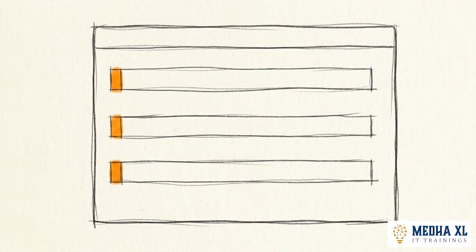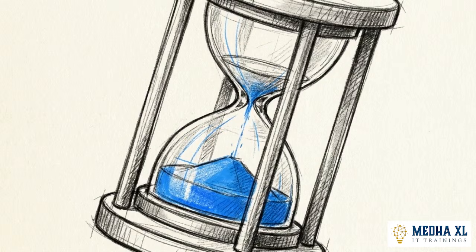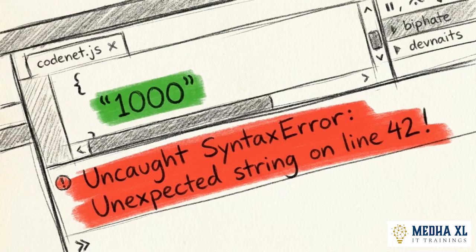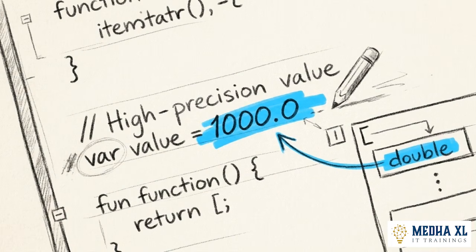Next, we need to gather the actual numbers for our calculation: the principal amount, the duration and time, and the interest rate. If we just use the basic input function again, we hit a roadblock. Python automatically stores all user input as a text string, and you cannot do math on text. To fix this, we use explicit typecasting. This is a mandatory step that manually forces the captured text to convert into a usable decimal number.